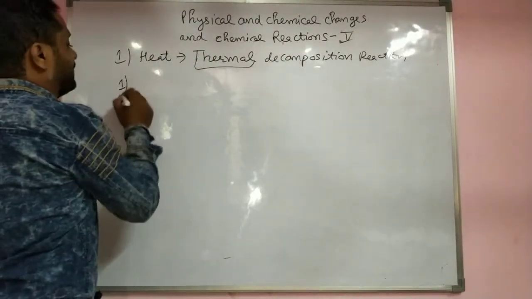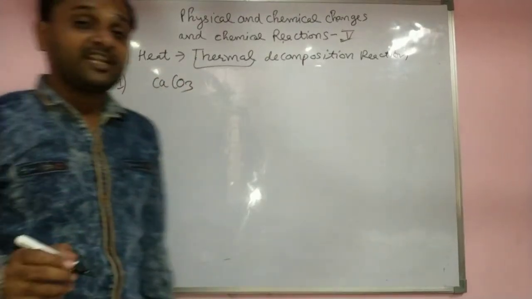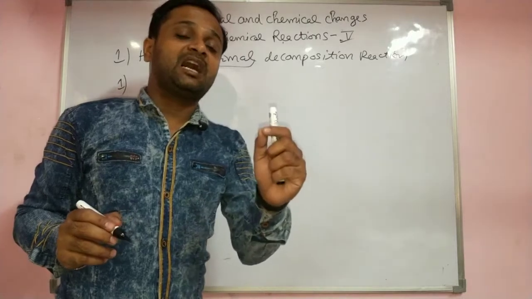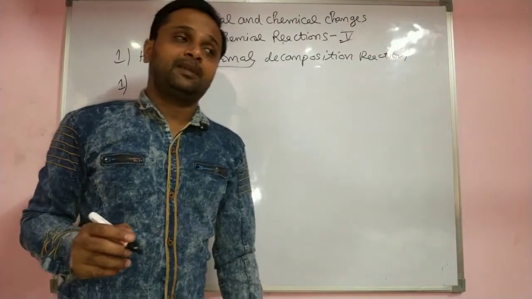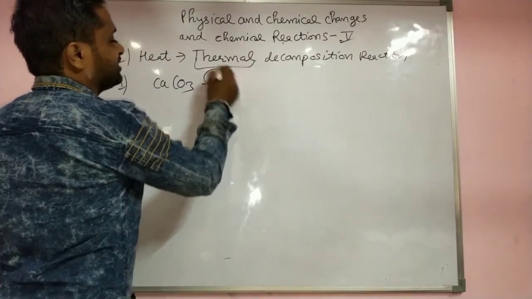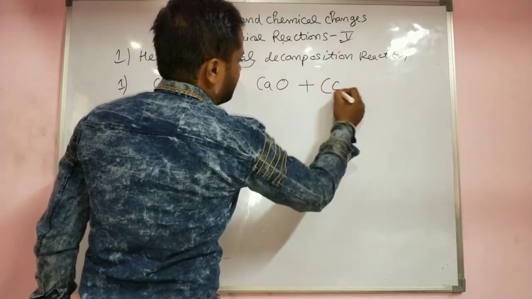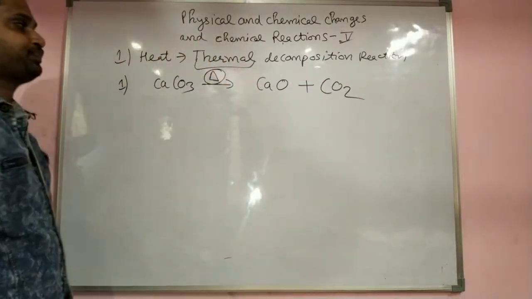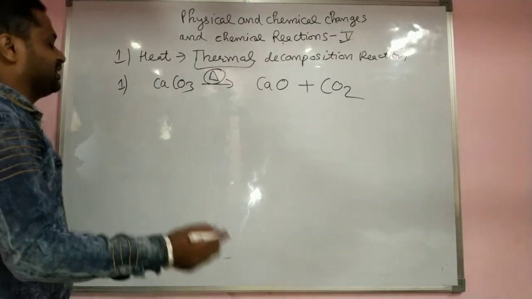First example, any carbonate, such as calcium carbonate. Metal carbonate, when heated, gives a metal oxide plus carbon dioxide. Calcium carbonate, heat, this is the symbol of heat. When you heat it, it gives calcium oxide plus CO2.